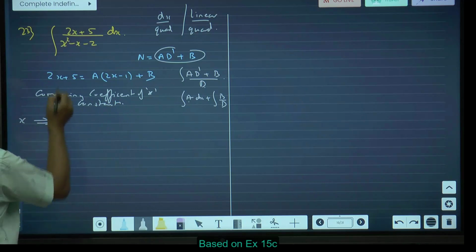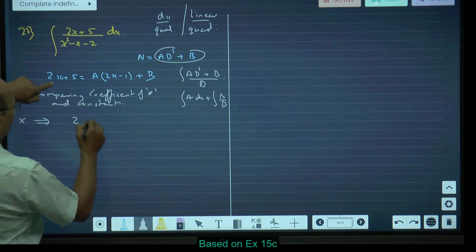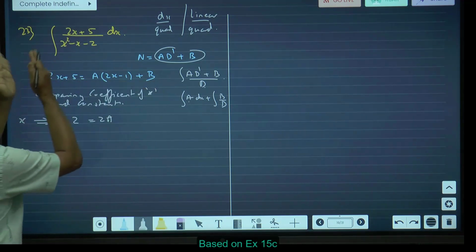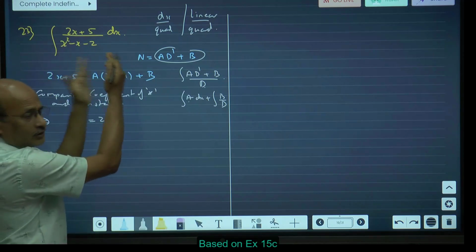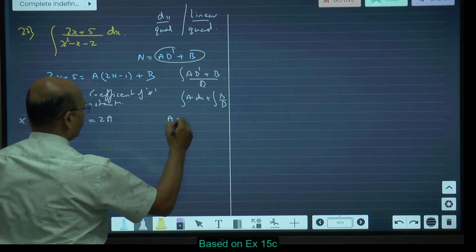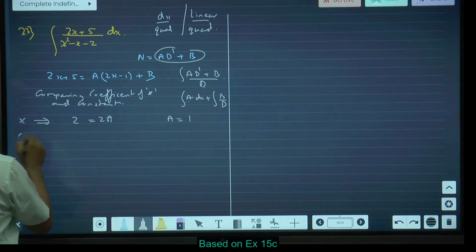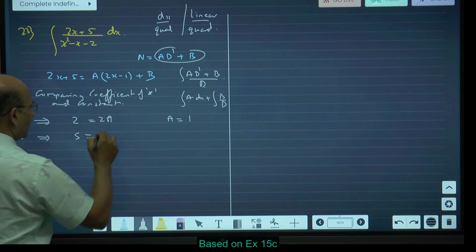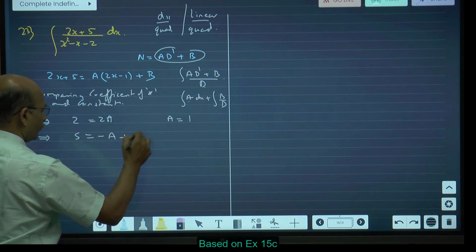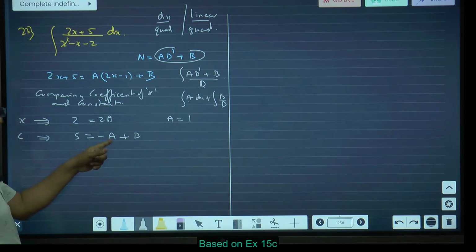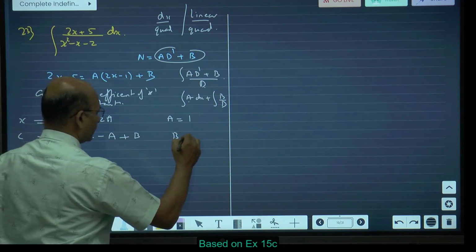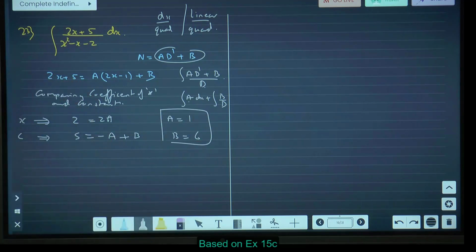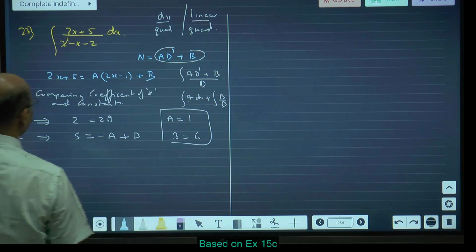So x implies what happens here, LHS is 2, is equal to 2a. There is an equality. So x coefficient on the left hand side will be same as x coefficient on the right hand side. So a will be equal to 1. Similarly, constant. What is the constant on the left hand side? 5. What is the constant here? Minus a plus b. Now just now I found a as 1. So minus 1 plus b equals 5, so b is equal to 6. So I think my job is over here. Once I find a is equal to 1, b is equal to 6, let us go ahead and write it down.